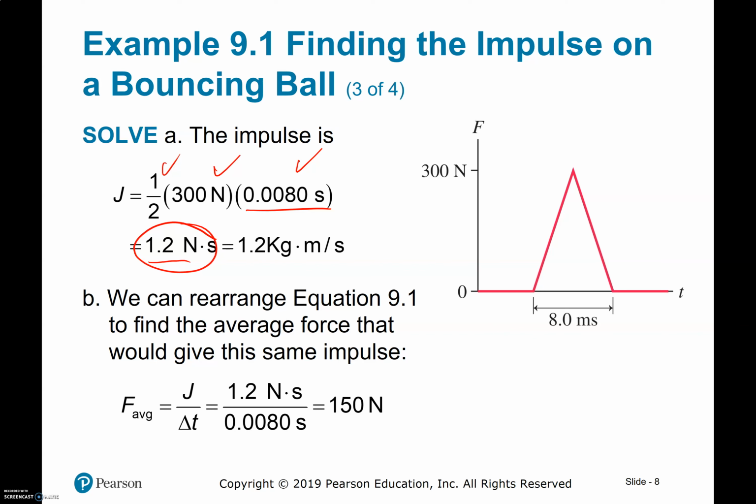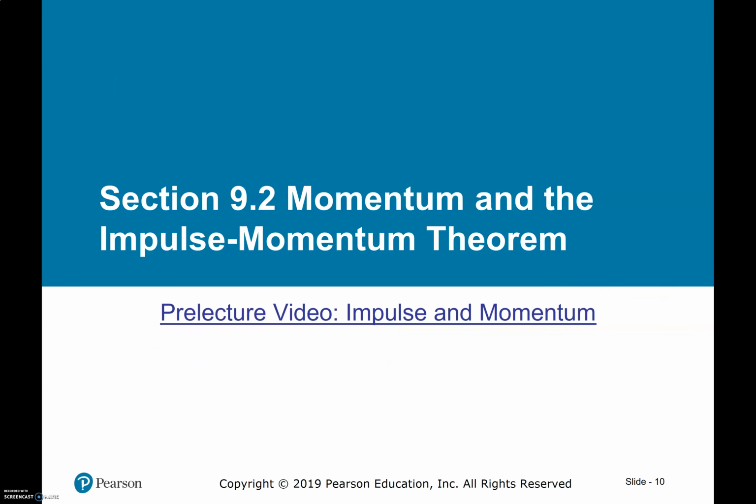If you want to do it the other way around, imagine that you have the impulse and the time, and you want to find the force. Then you take the impulse divided by the time, and you get the average force. The average force now is 150 newtons, which is roughly around here. That's the average force that acted on that bouncing ball.